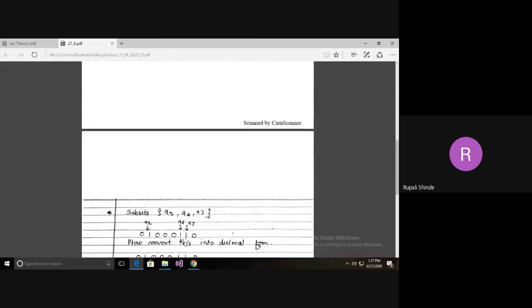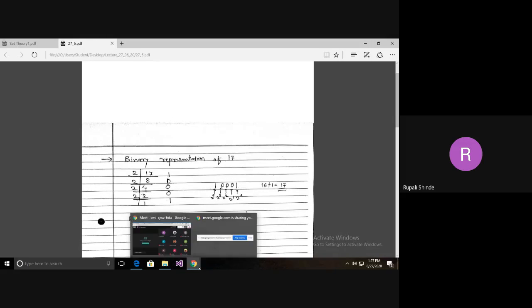So likewise we can find out the binary representation of this.